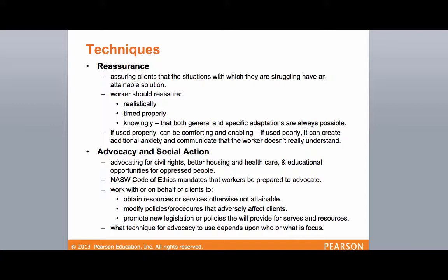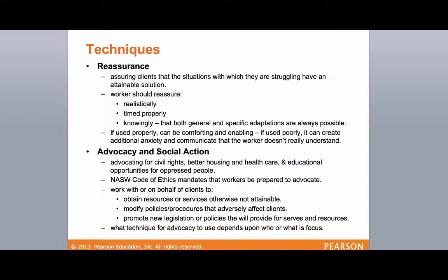Advocacy and social action, another technique. And this is oftentimes thought of on a broader scale, where we're really agitating for social change, and in part this point addresses that, but also looks at advocating for individual clients with systems that they're involved in. So if you have a client who is oppressed or who is being denied access to needed services, you may advocate for that person's human or civil rights, for better housing, as this slide suggests, more educational opportunities, or being treated more fairly by an agency, let's say.